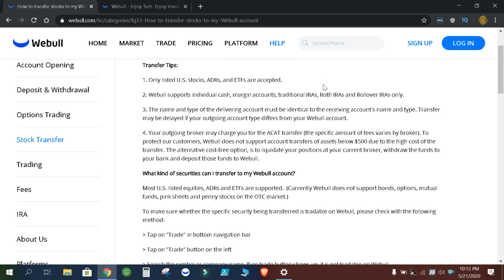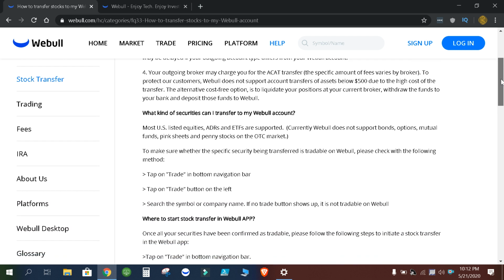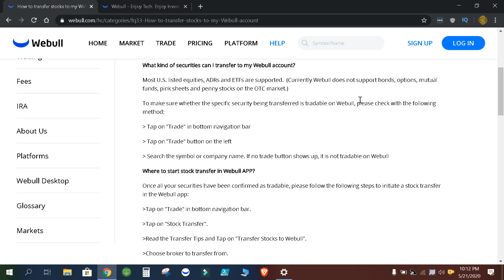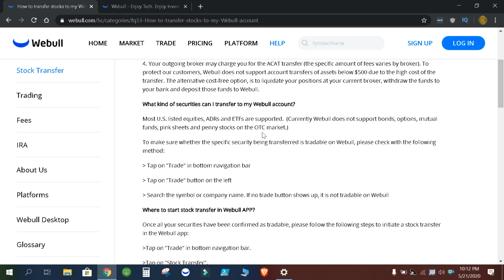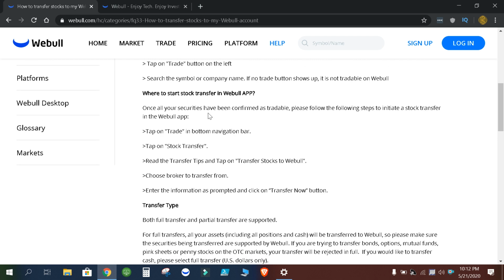All right, this is pretty much going over the types of things that you can transfer, your stocks, ETFs, and so forth. And then this is showing you how you can initiate the transfer on the Webull side as well. So you will be initiating the transfer on both sides. You'll do it on the sending side, let's take E-Trade, Thinkorswim, whoever else you have.